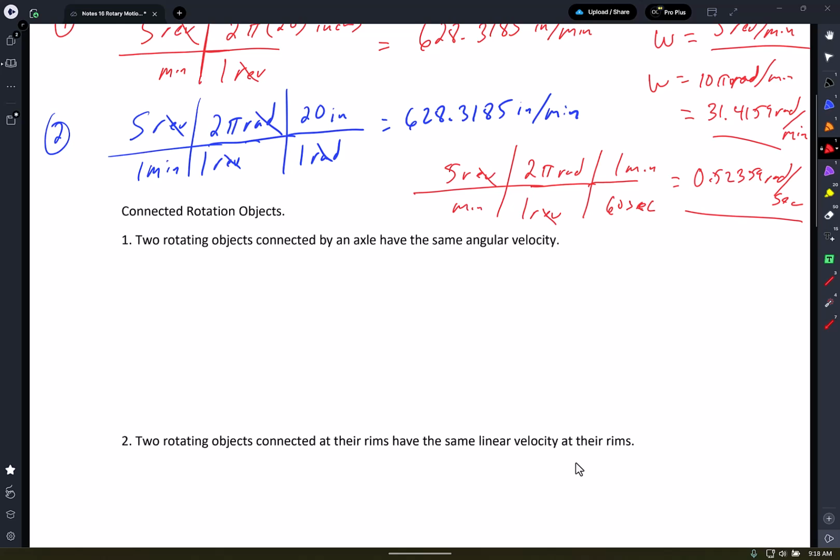Two rotating objects connected by an axle have the same angular velocity. YouTube, I don't give demerits for my kids if they yawn, so don't thumbs down me. Okay, so do you guys know what an axle is? I mean, I guess this could be an axle because it's a cylinder. So what it's saying, two rotating objects connected by an axle have the same angular velocity.